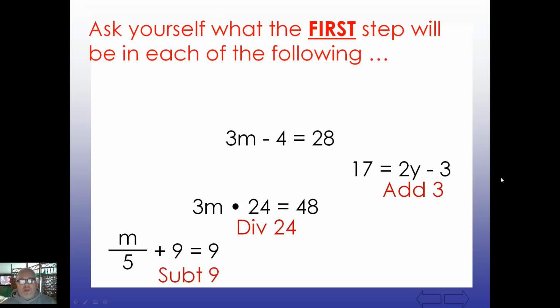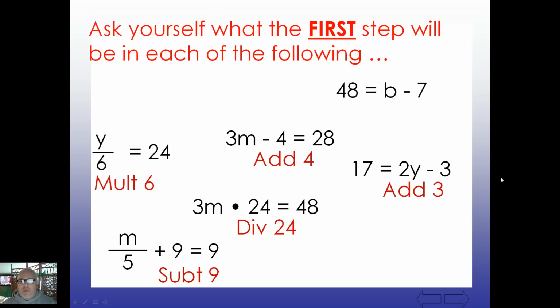How about this one here? What do you think? Hopefully you said add 4. Good. How about this one? There's only one thing to do. Remember that y over 6 means y divided by 6. So we're going to multiply both sides by 6. How about this one? 48 equals b minus 7. The opposite of subtracting 7 is to add 7 to both sides.